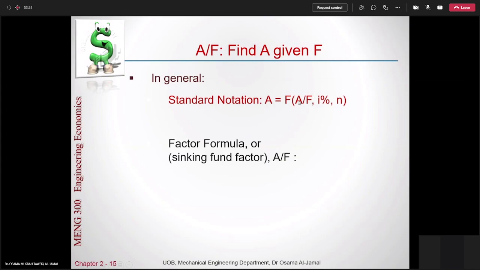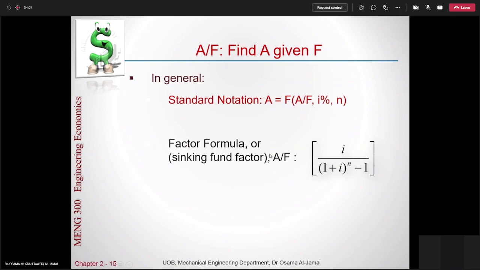The factor formula. When we say the factor formula, i.e. just for what we have in there. For A given F, i%, N, which is between brackets. And by the way, any mistake in any one of them means the whole factor is wrong. Now, if you substitute what you have in here, you can get the value for that bracket, multiplied by F, and it will give you the required annuity.